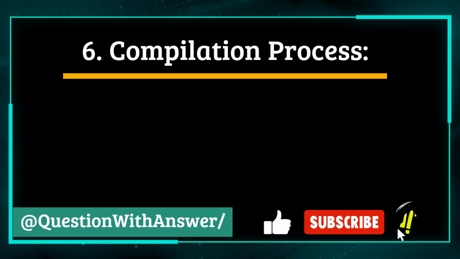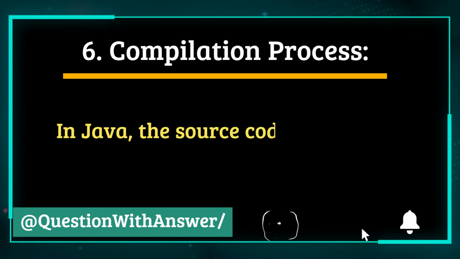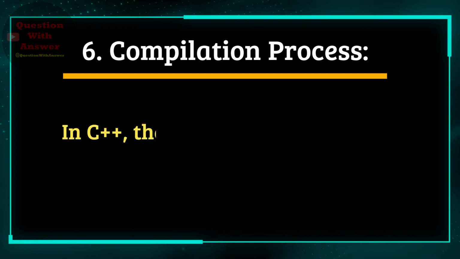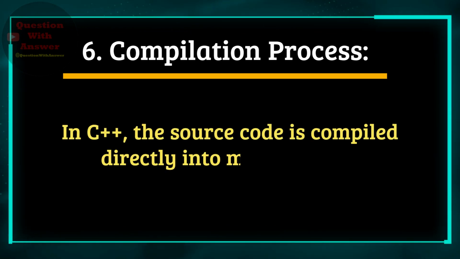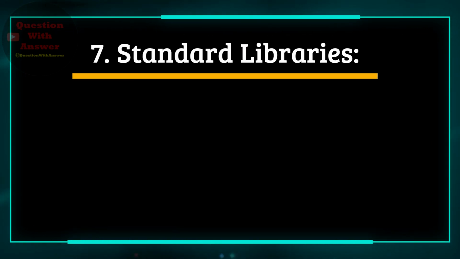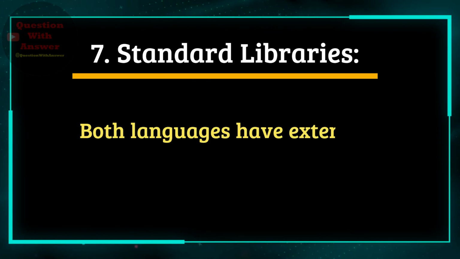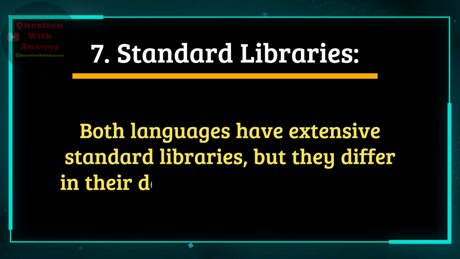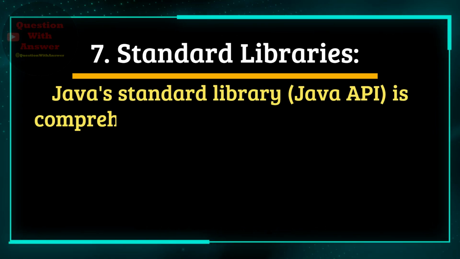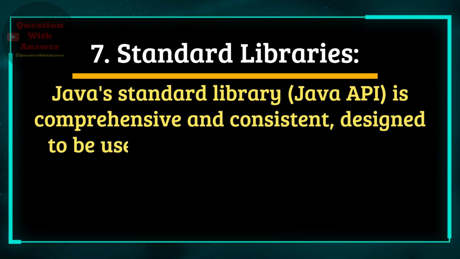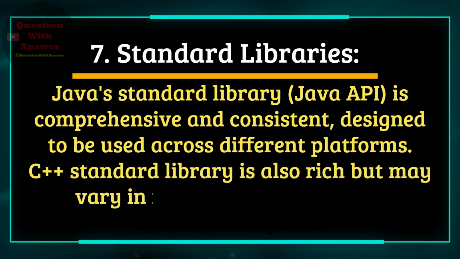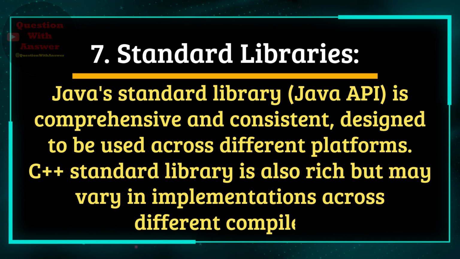6. Compilation process. In Java, the source code is compiled into bytecode, which is then executed by the JVM. In C++, the source code is compiled directly into machine code specific to the target architecture. 7. Standard libraries. Both languages have extensive standard libraries, but they differ in their design and usage patterns. Java's standard library, the Java API, is comprehensive and consistent, designed to be used across different platforms. The C++ standard library is also rich but may vary in implementations across different compilers.